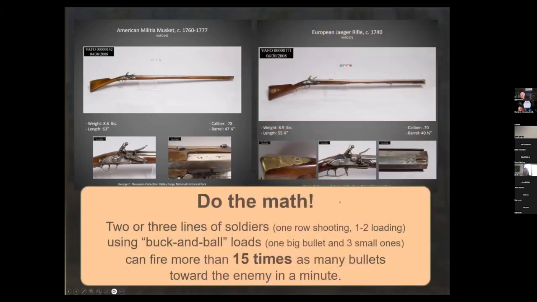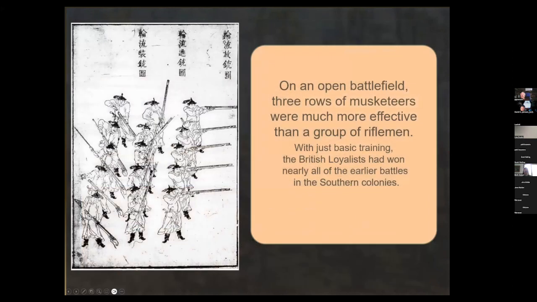So do the math. 2 or 3 lines of soldiers, 1 row shooting, 1 to 2 loading. Using the buck and ball loads, they can fire about 15 times as many bullets toward the enemy in a minute. On an open battlefield, 3 rows of musketeers were much more effective than a group of riflemen. That's the reason that the British loyalists had won almost all of the earlier battles in the southern colonies.